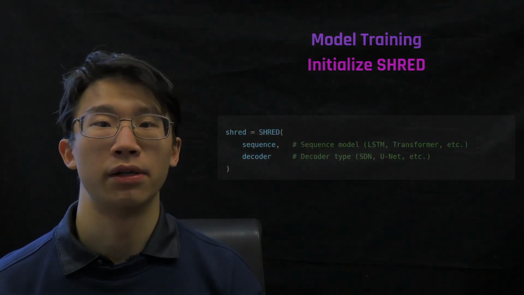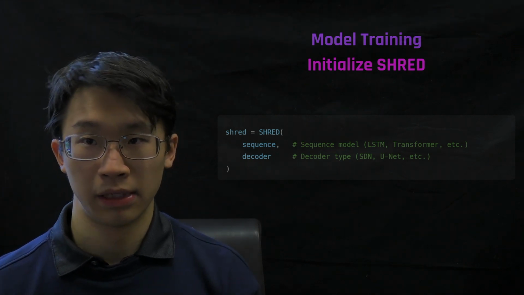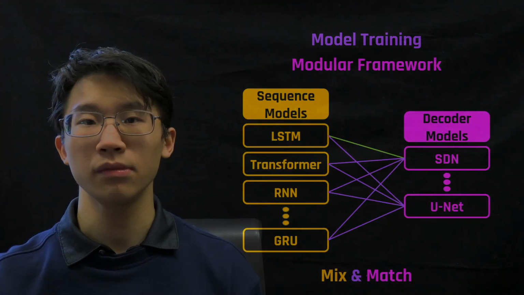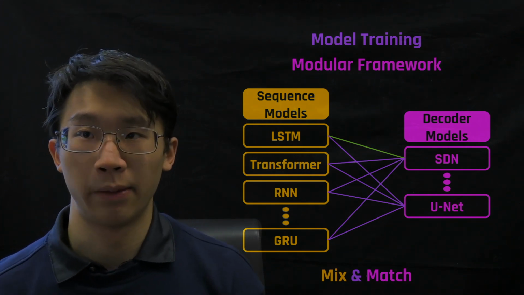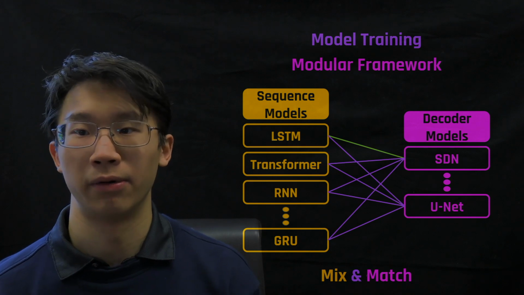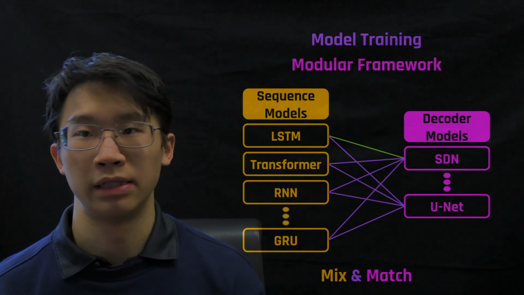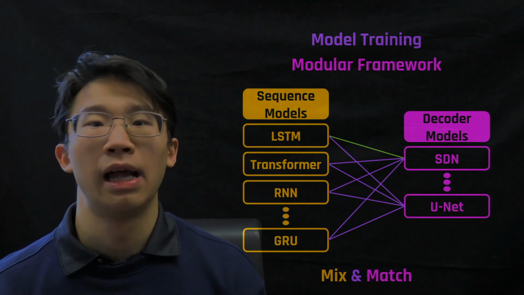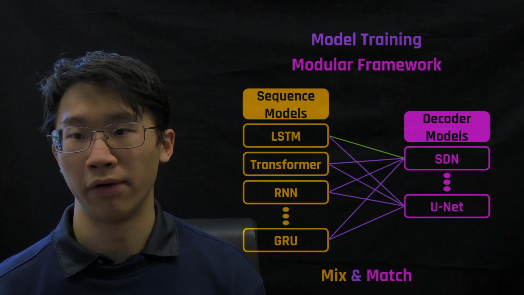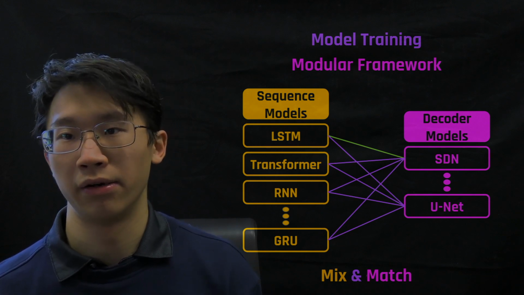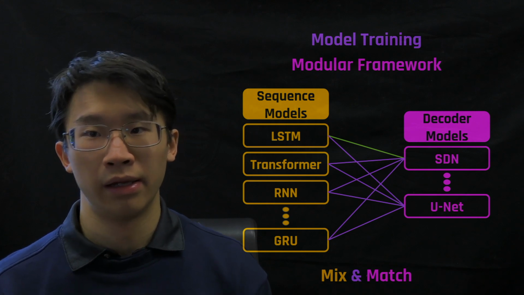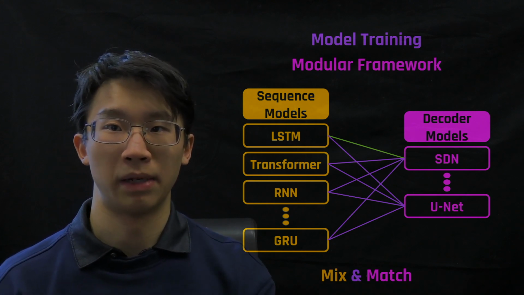Next up, we have model training. The first step here is to initialize SHRED. The initialization is pretty simple. You do SHRED, and then the first thing you have is the sequence model, followed by a decoder model. What's cool about PySHRED is it has a modular framework. What this means is you can select what sequence model you want to use and pair it with the decoder model you want to use. By default, the default sequence model is the long short-term memory network, and the default decoder model is the shallow decoder network, and that's in the green. However, you can switch it up however you would like. You can mix and match any sequence model with any decoder. For example, you can have an LSTM paired with a UNET decoder, or a transformer paired with a UNET decoder. This customization is a very cool part of this PySHRED package.